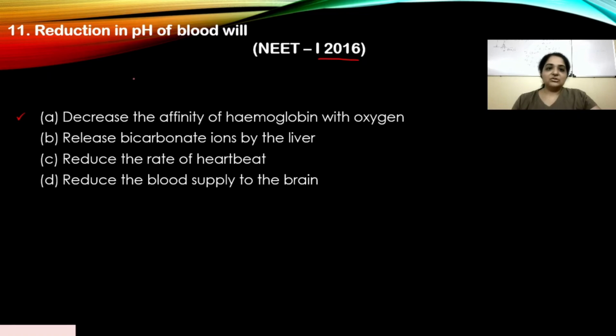So reduction in pH of blood means it is acidic blood. That means there is high H plus ions. Like I previously showed you the curve and the conditions in which the dissociation occurs, there is decreased affinity of hemoglobin with oxygen when there is increased H plus ion. That means there is reduction in pH. In the case of the other options, none of them occur. In this case, option A is the appropriate answer.